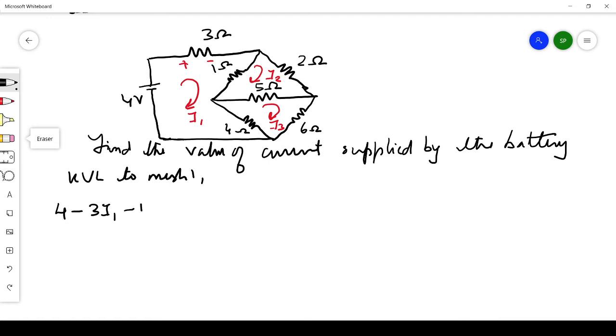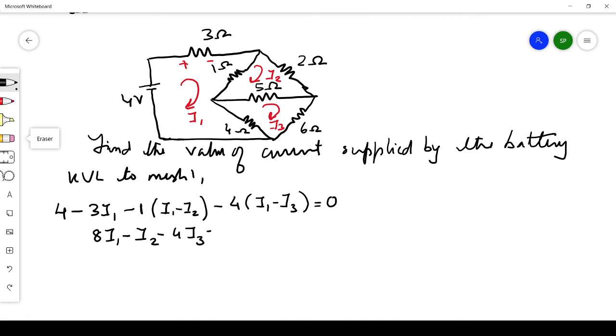So we'll be getting minus 1 into (I1 minus I2) as the drop across the 1 ohm resistor. Then we have the 4 ohm resistor. The currents I1 and I3 are flowing through it, in opposite directions, so we have to take the difference of those two currents: I1 minus I3, that is equal to 0. So this is our first equation from KVL to mesh 1. When you simplify, you get 8I1 minus I2 minus 4I3 is equal to 4. This is our equation number 1.